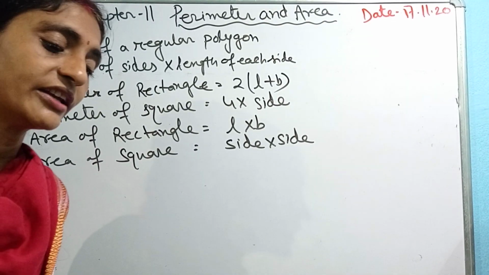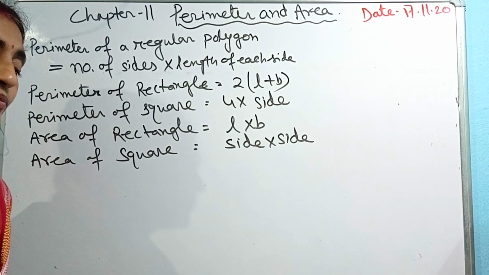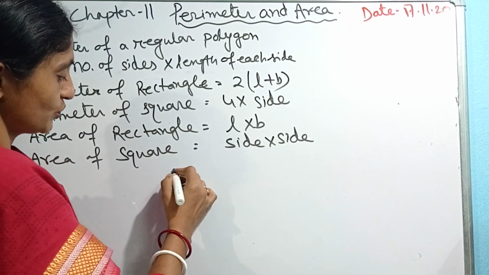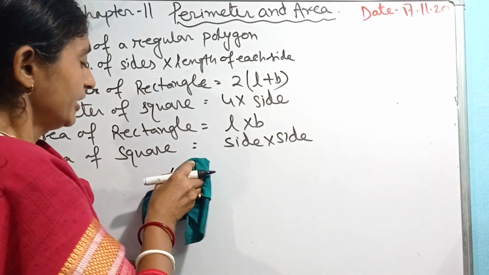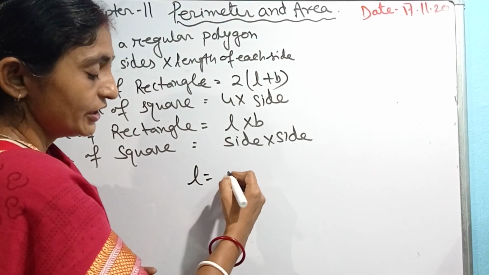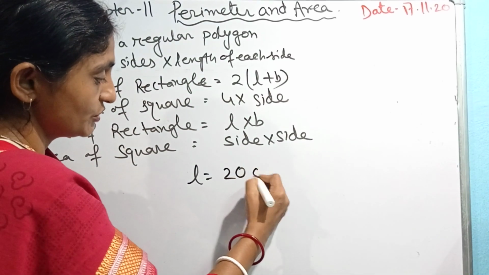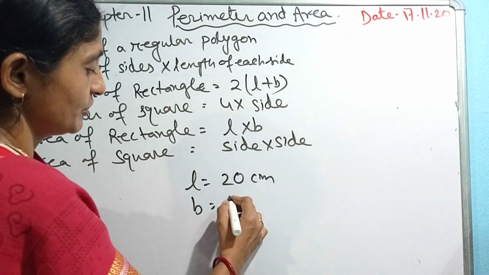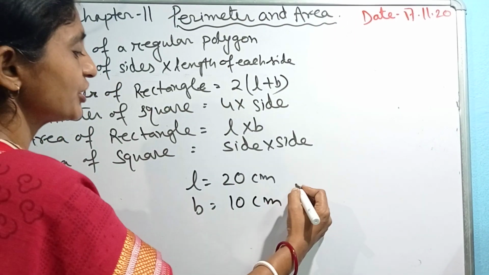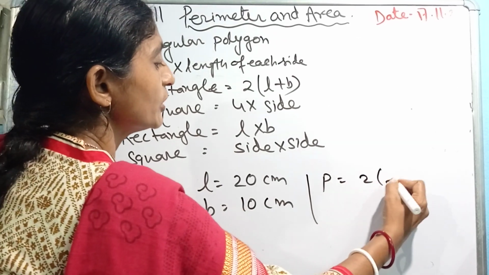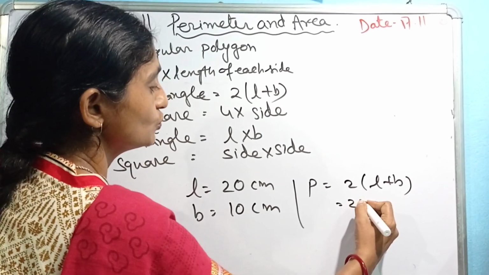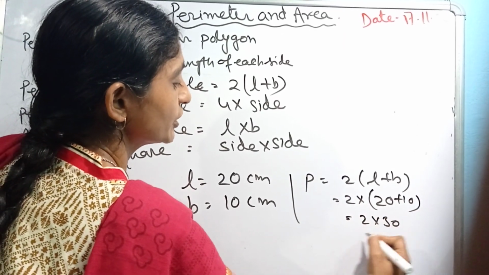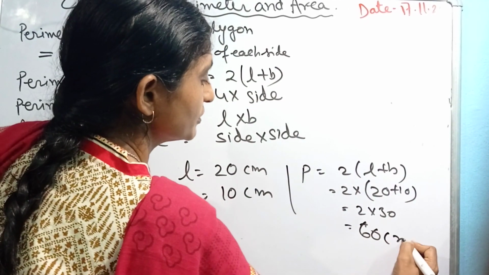For that, let's take an example of a rectangle. This is case 1. Here the length is equal to 20 centimeter, and the breadth is equal to 10 centimeter. So what will be the perimeter in this case? Perimeter will be 2 into (L plus B), we know. After adding these two, how much do we get? It will be 2 into 30, that means 60 centimeter.